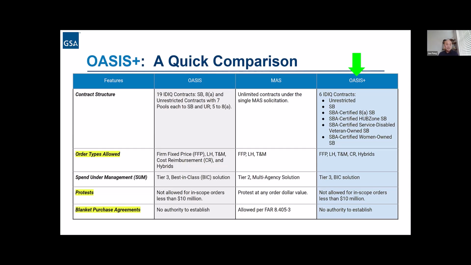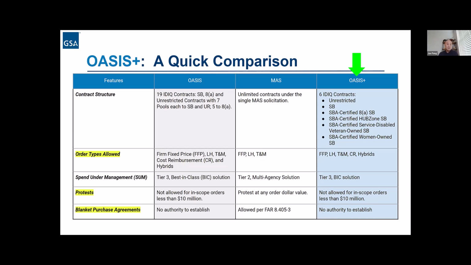And protests are not allowed under $10 million for OASIS and OASIS Plus, as long as your requirement is within scope of the program. If it's outside of the scope, let's say it was largely an IT requirement or something outside the scope, then it's fair game for protest. Under the MAS program, protests are allowed at any dollar value.